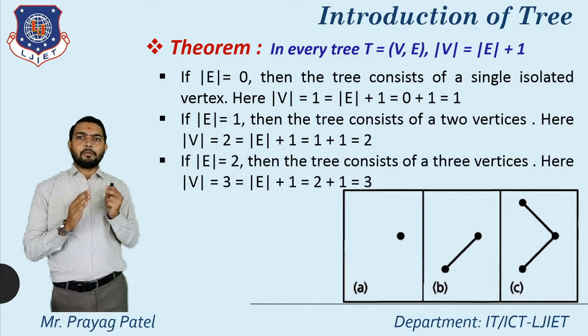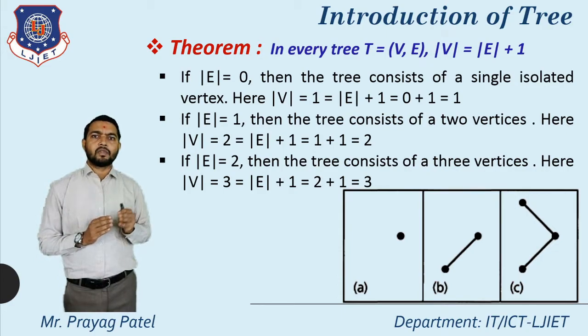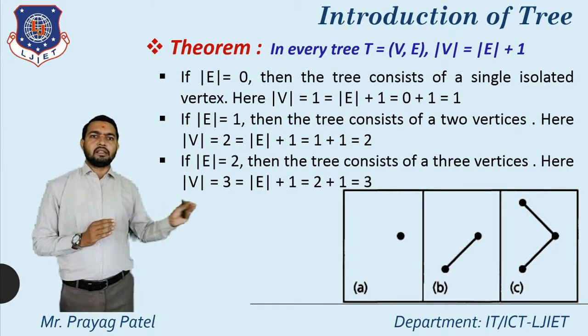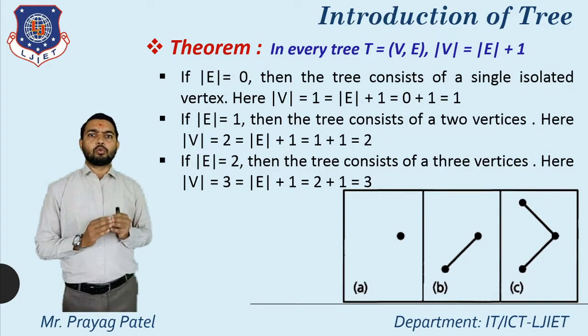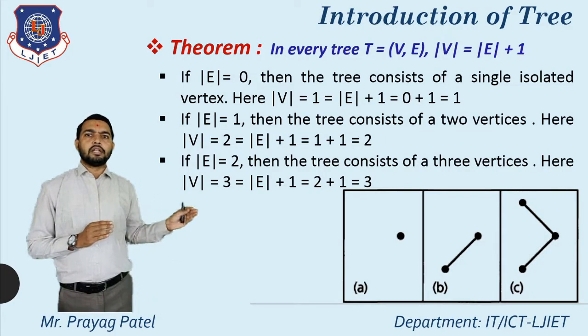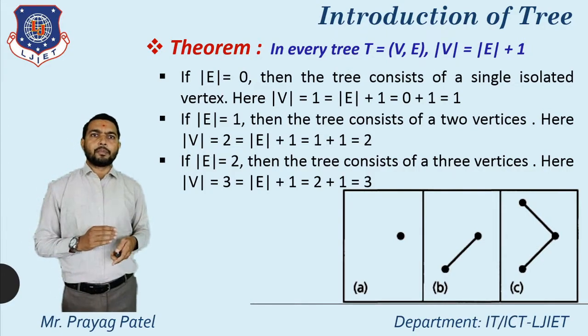Now after that, if |E| equal to 2, then the tree consists of three vertices. Here |V| equal to 3 in figure C. Now |E| plus 1 equal to 2 plus 1 equal to 3. So this satisfies the theorem |V| equal to |E| plus 1.